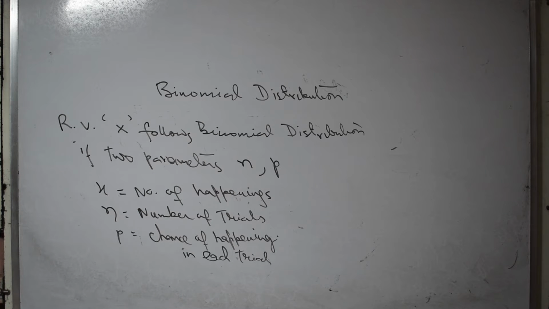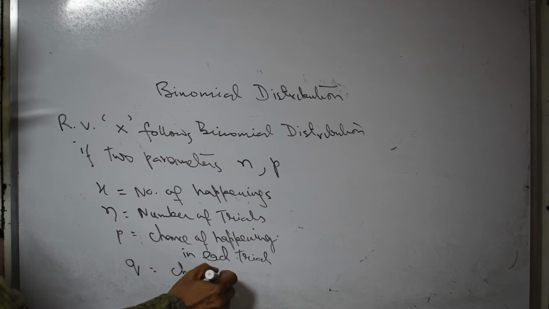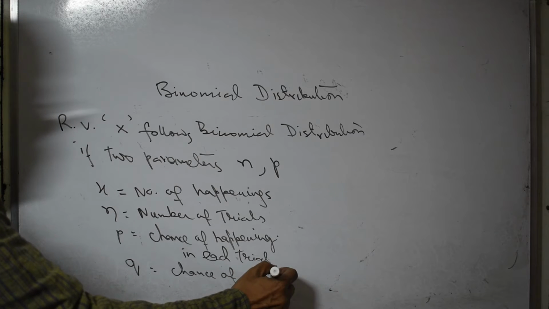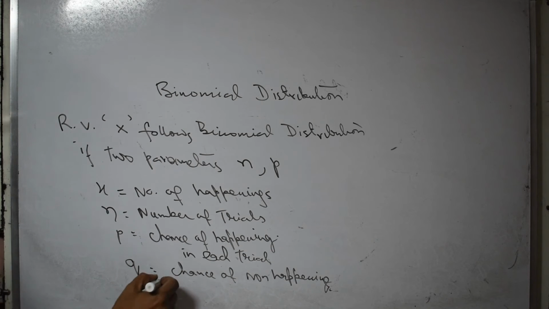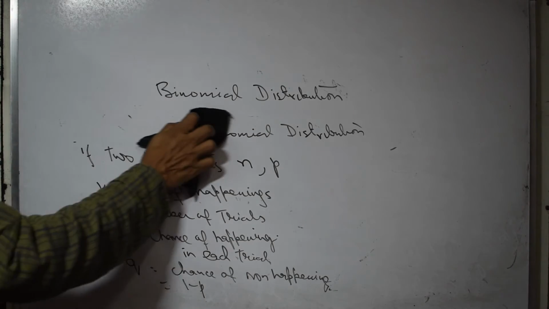So actually we have three things. X is a variable which depends on the number of trials, how many times any experiment is repeated. The experiment has a particular idea that there are two possibilities: it will happen or it will not happen. If it is not happening, then we say the chance of non-happening is q. That means q will be 1 minus p. So these things we must know in order to consider a binomial distribution.